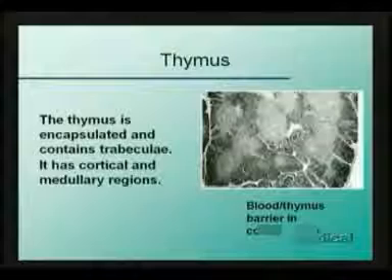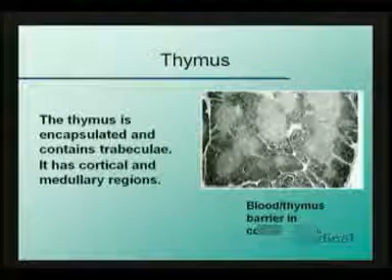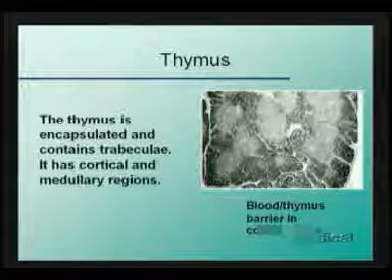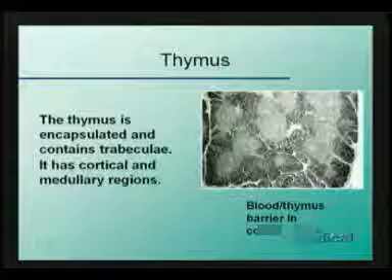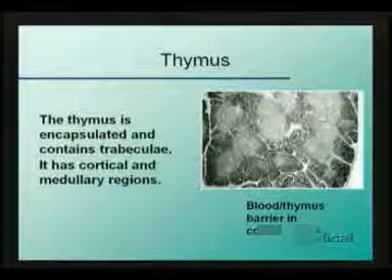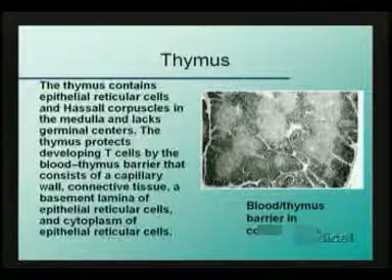Arguably, the most important area of the thymus is the cortex, because this is where the immature thymocytes are going to be found, and it is the location of what we call the blood-thymus barrier, where the immature thymocytes are protected from involvement of the immune system.